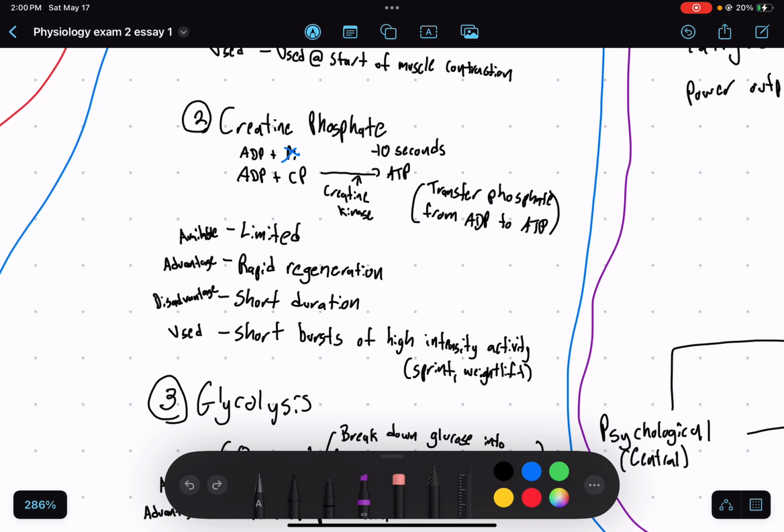The creatine phosphate combines with ADP, an inorganic phosphate, or a creatine phosphate in this case, in order to make ATP, which can then be used as the energy that we need. Creatine phosphate usually lasts about 10 seconds for these contractions to occur. Its availability is limited, but it does have a rapid regeneration, but it does have a short duration. So that means you can do short bursts of high intensity activity, such as sprinting, weightlifting, or doing things that would normally require a lot of energy in a short amount of time.